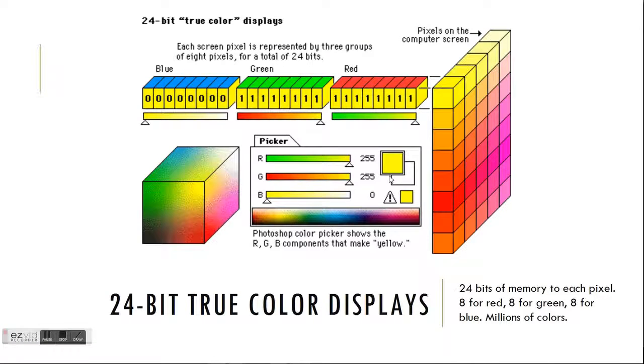Here the previous concept is taken a step further, and now each pixel has 3 different groups of 8-bit memory, each for red, blue, and green. This thus enables more than 256 colors. Apparently it gives us a million colors. Photoshop uses this picker to get the yellow color.